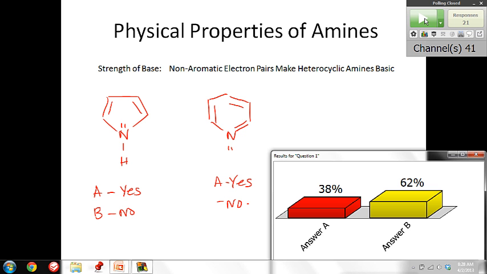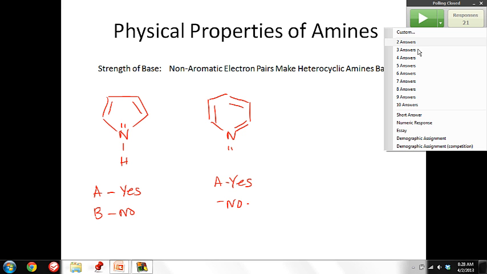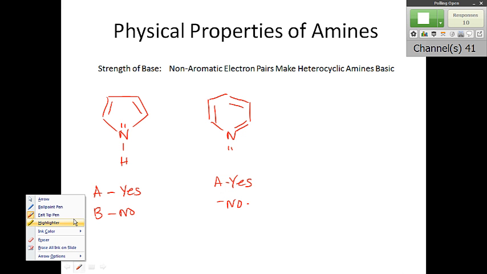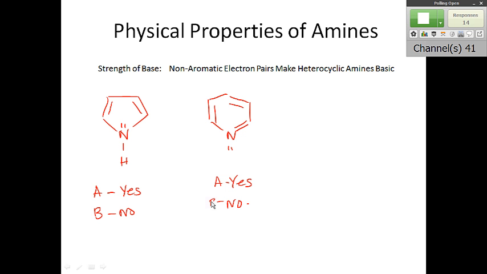62% say that nitrogen is not basic, 38% it is basic. Okay. For the second one, is that nitrogen basic? A for yes, B for no. So in pyridine, is that nitrogen basic, yes or no?